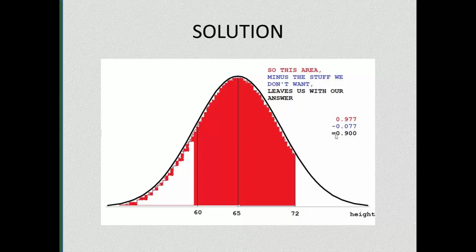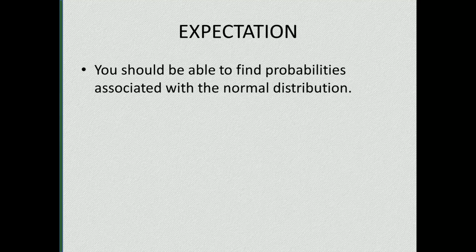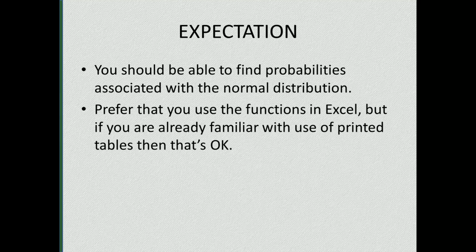Again, use the picture. This is why we draw a picture, to help us keep track of what we need to include and what we want to exclude from the probability. In sum, for this class, you should be able to find probabilities associated with the normal distribution. I prefer that you use functions in Excel. We've walked through some examples of using those. However, if you already from a previous class are familiar with and comfortable with the use of printed tables, that's perfectly acceptable for purposes of this class.